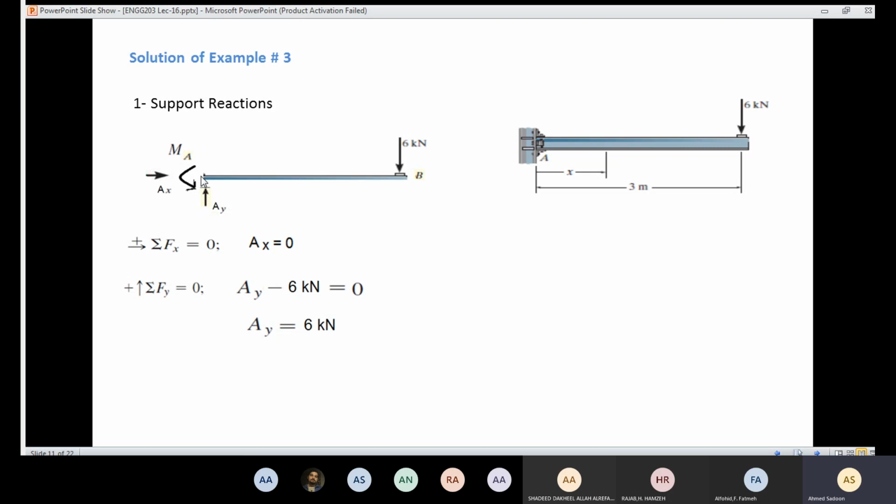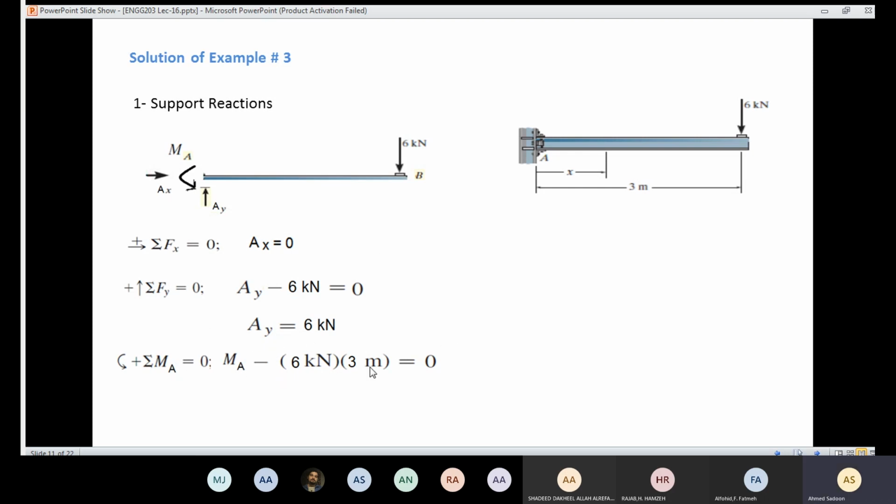I'm going to choose a point A here. I'm going to take the moment here. And also we need to take care of the sign convention. So MA is going to be positive, and AX and AY will not cause a moment, while 6 kilonewtons is going to be multiplied by distance here, 3, and is going to cause clockwise rotation, which means that the moment is going to be negative.